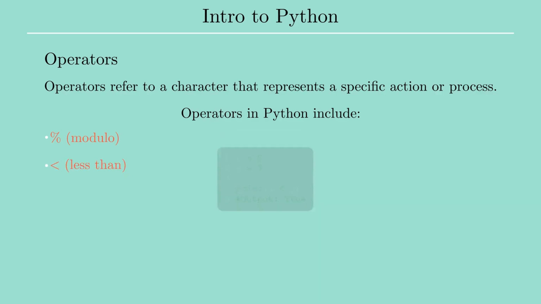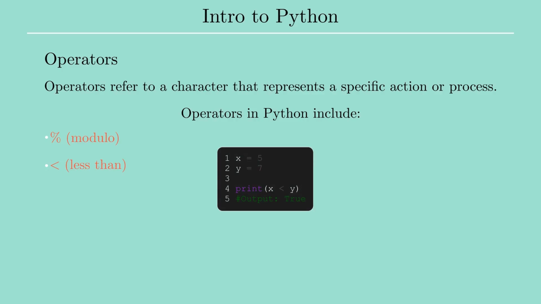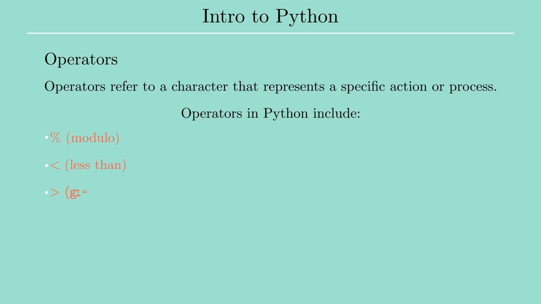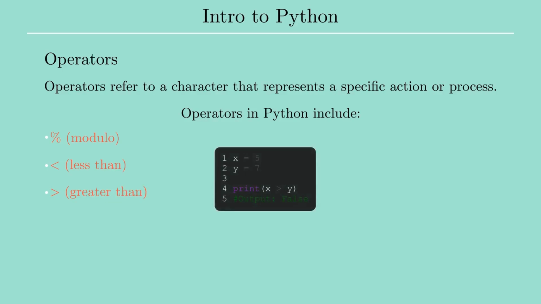Less than. This is used to compare two data values and outputs true if the first value is less than the second, or false otherwise. Greater than. This is also used to compare two data values and outputs true if the first value is greater than the second, or false otherwise.